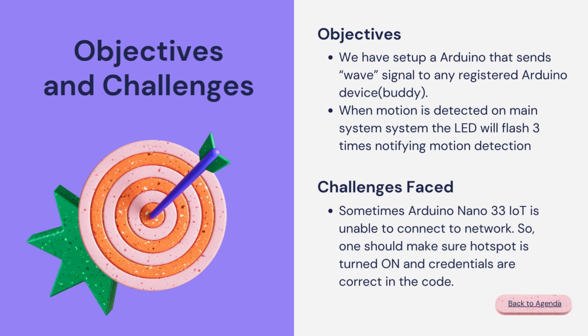Coming on to the objectives, we have set up an Arduino that sends a wave signal to any registered Arduino device, the Buddy. When motion is detected on the main system, the LED will flash 3 times, notifying motion detection.